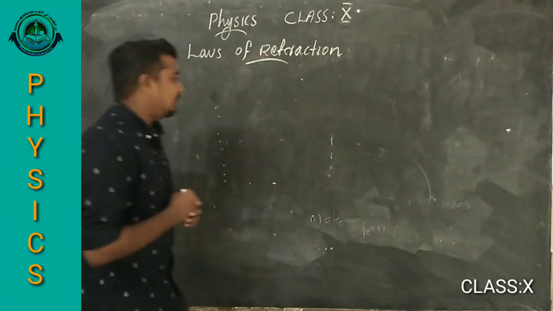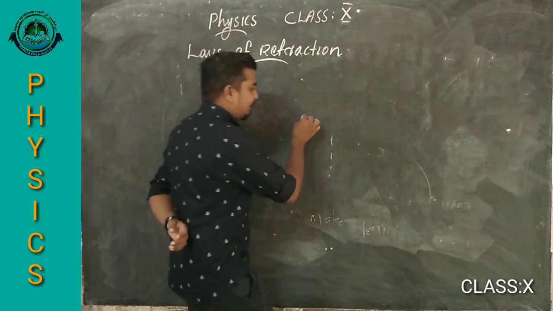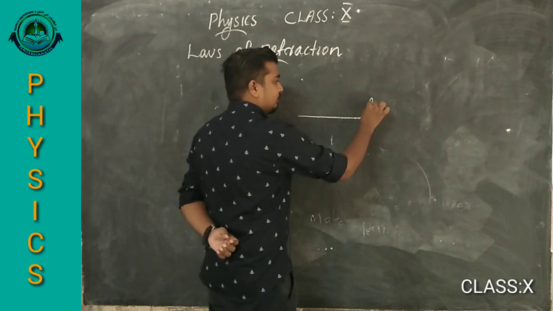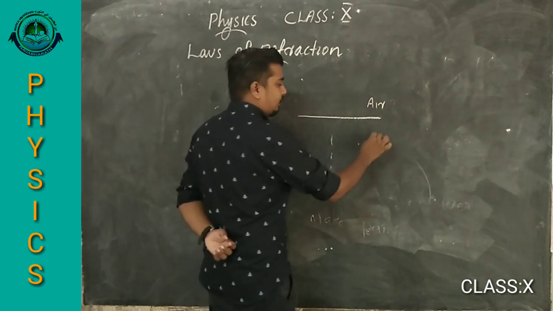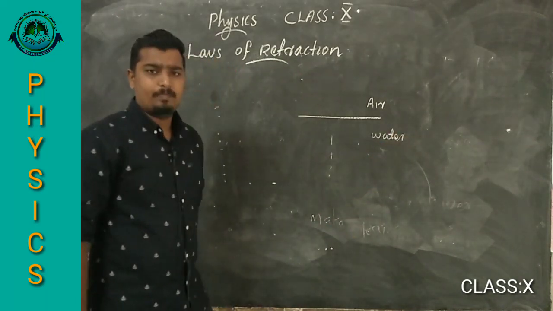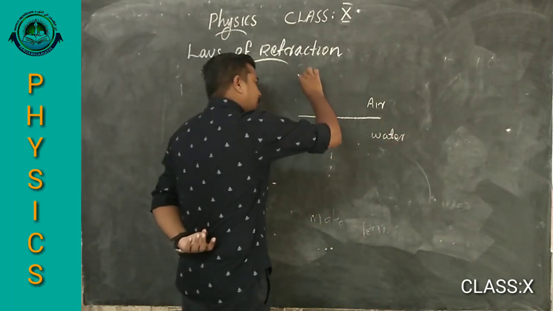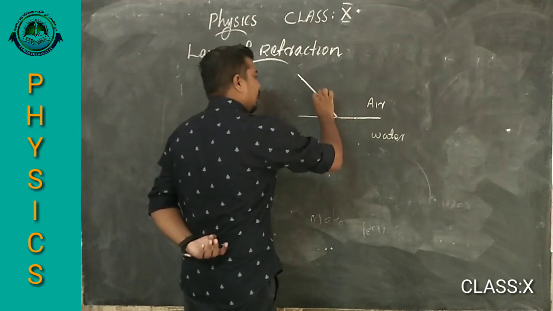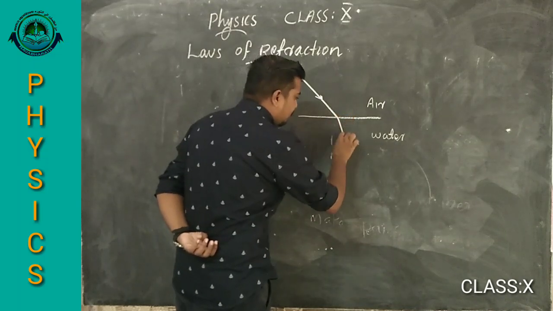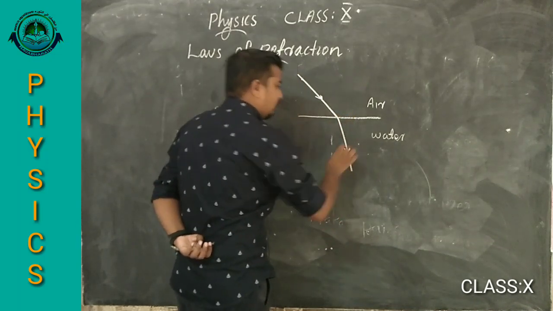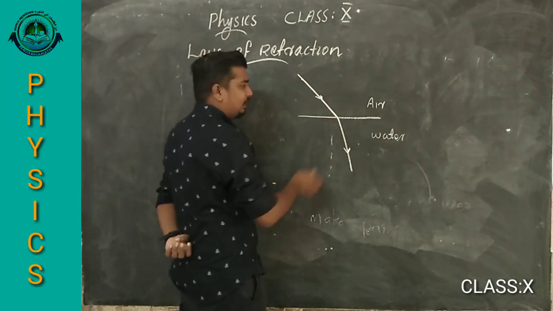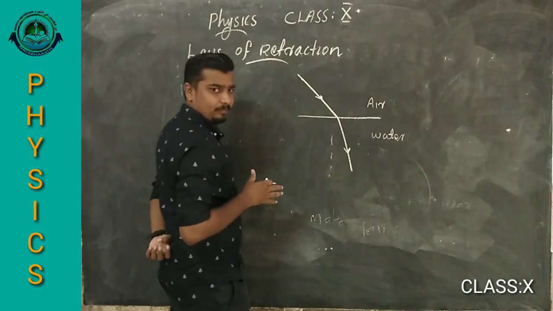For explaining that, we consider two media. One is air and the second one is water. Here a light is coming from air to water. That time the direction will change, or this ray is deviated here. That is, refraction takes place.